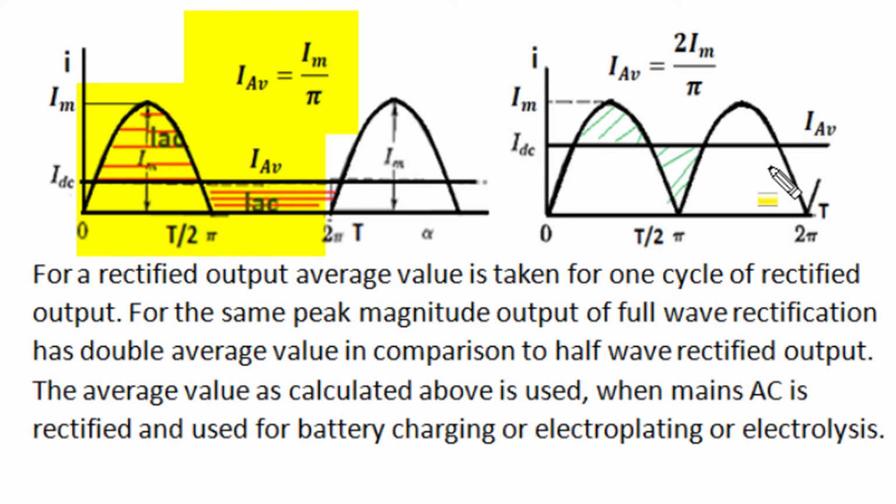Whereas in full wave rectified output, this is one cycle of output which is pulsating DC, unidirectional but varying in magnitude, and its average value is the same as the average value of the positive half cycle, and it is 2 Im by pi. It is clear that the average value of full wave rectified output is 2 times the average value of half wave rectified output for the same amplitude or peak values. Now this average value of rectified output is used in all our rectifier circuits, and when we use rectified alternating current in electroplating, electrolysis, battery charging or other similar applications.